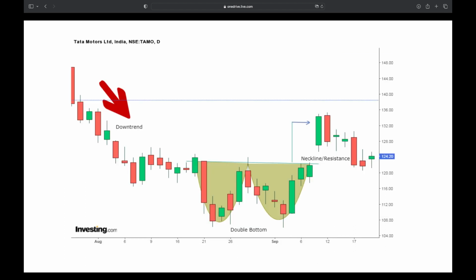This is a double bottom. You got your bottom, you got your second leg to the bottom. It looks like a W. Okay? It breaks the neckline, goes on an uptrend.